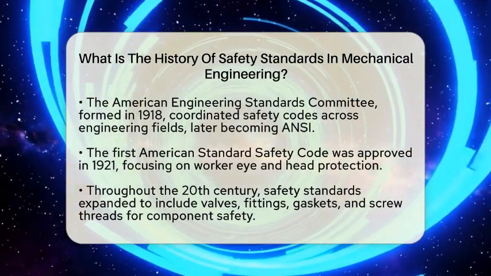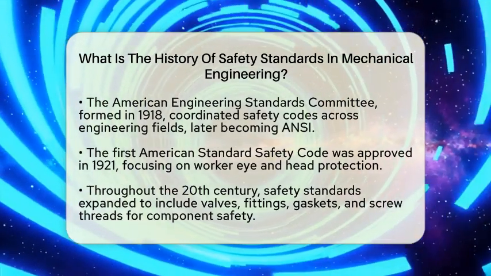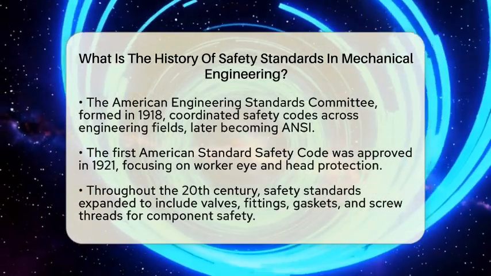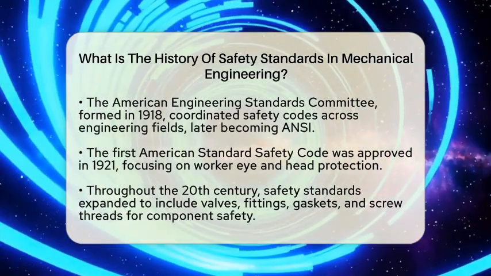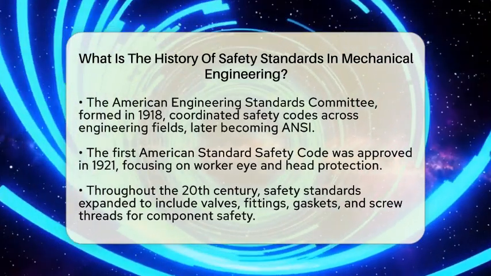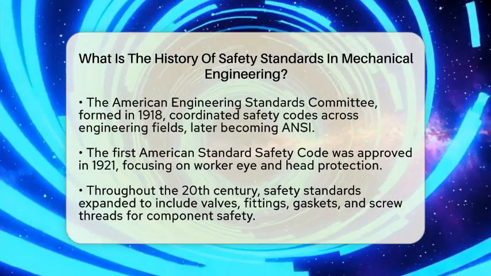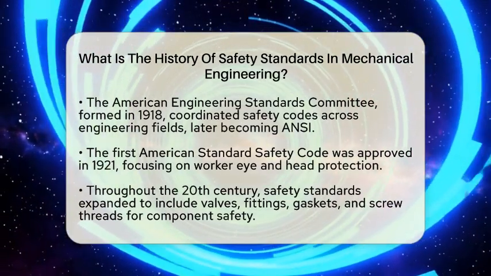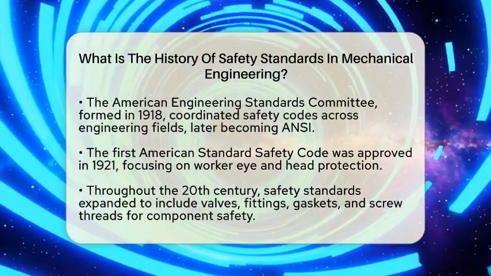This group coordinated safety codes across different engineering fields, including mechanical engineering. In 1921, the first American Standard Safety Code was approved, focusing on protecting workers' heads and eyes, showing safety was expanding beyond just machinery to worker protection.